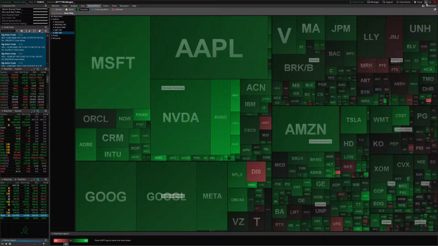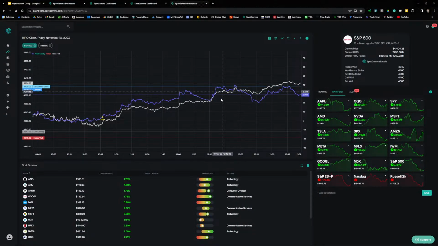All right, so it looks like to me that traders are just taking advantage of the dip yesterday, buying the dip, maybe seasonal, looking for an end-of-year rally. All right, so let's take a look at some setups now.